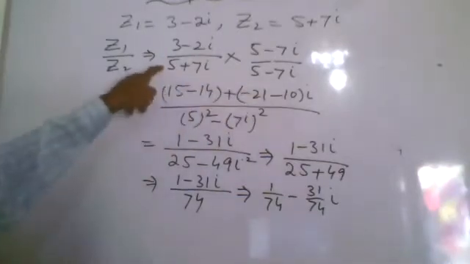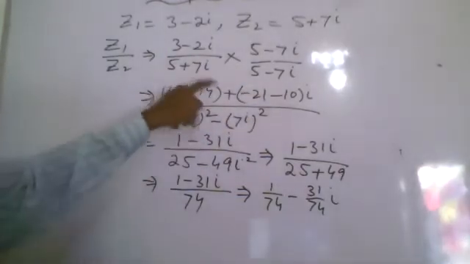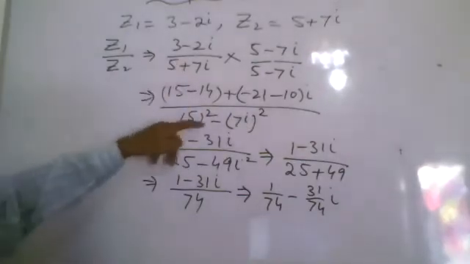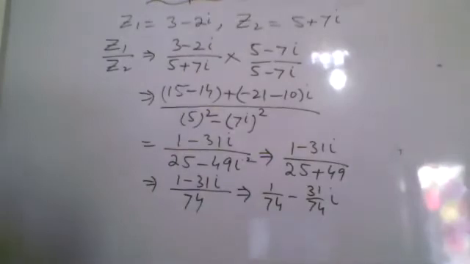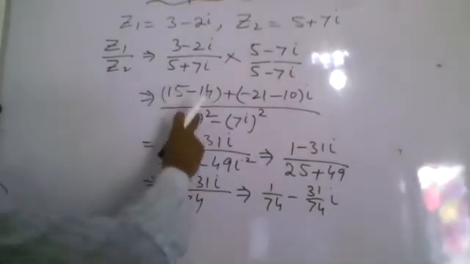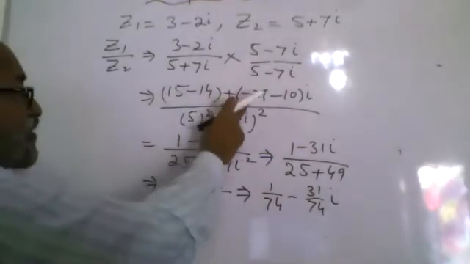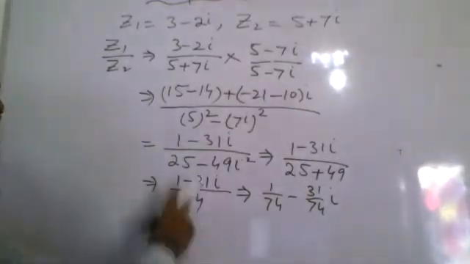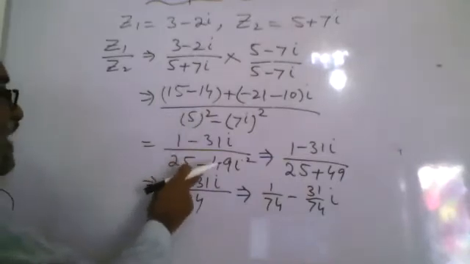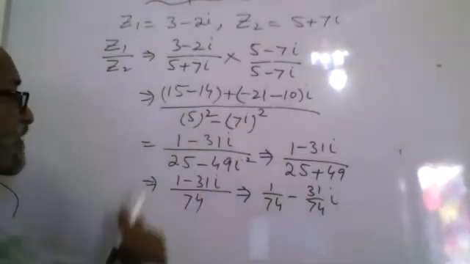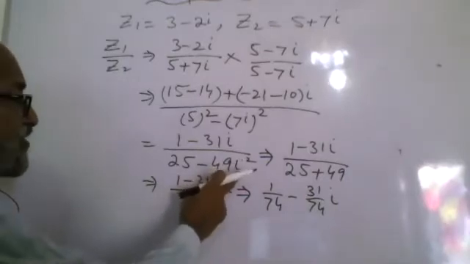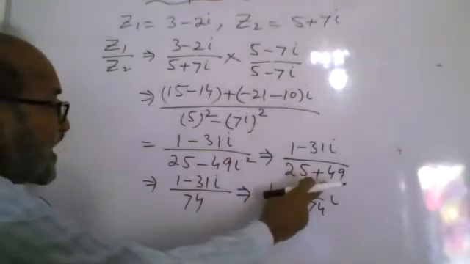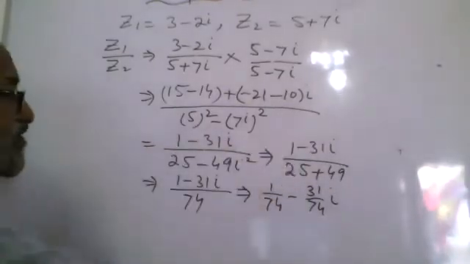7 iota will become 5 square minus 7 iota square. 5 whole square minus 7 iota whole square. So 15 minus 14 will be 1, minus 21 minus 10 will be minus 31 iota. Whole upon 5 square will be 25 minus 49 iota square. Iota square is minus 1. So minus 1 into minus 49 will be plus 49. 25 plus 49. And 1 minus 31 iota.